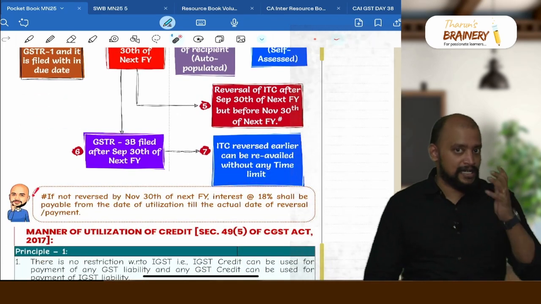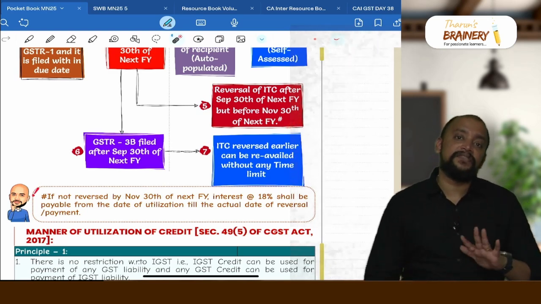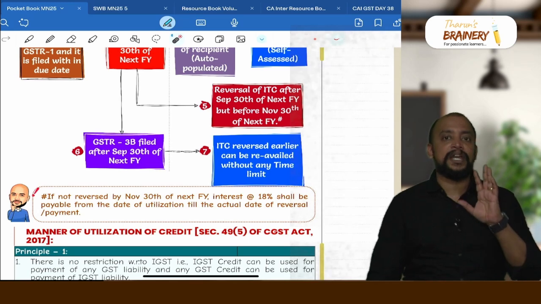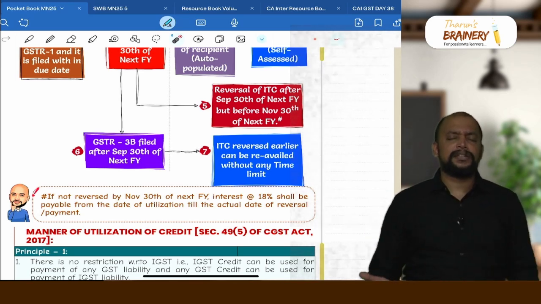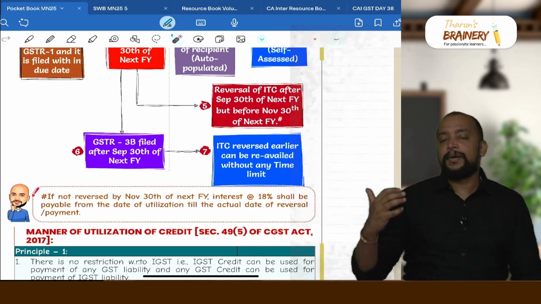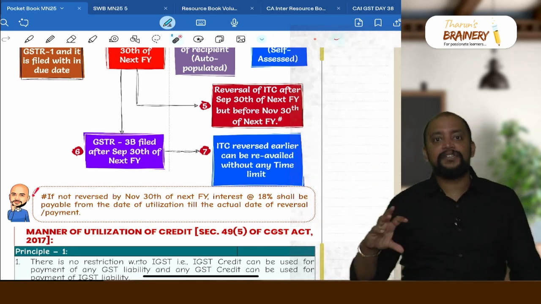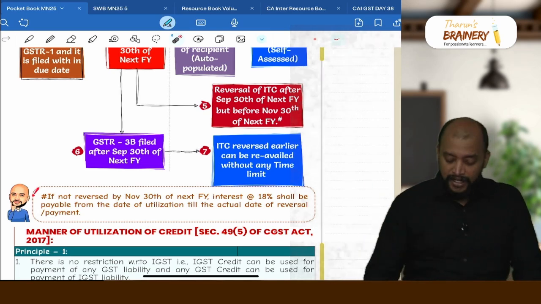So can we avoid the interest? Yes. To avoid the interest, we need to reverse the ITC by 30th November of the succeeding financial year. Otherwise, only interest will be payable, that too from the date of utilization. What if the ITC is not at all utilized? Then we don't have to pay interest. We need to know when it is utilized: whenever the balance in ITC falls below the availed ITC, to that extent the availed ITC has been utilized.